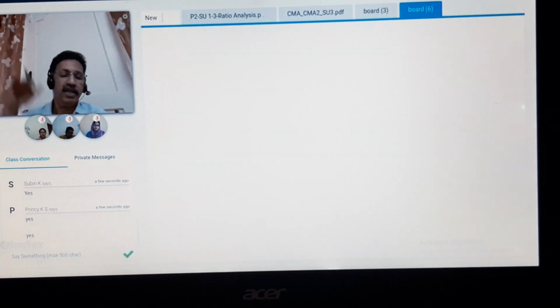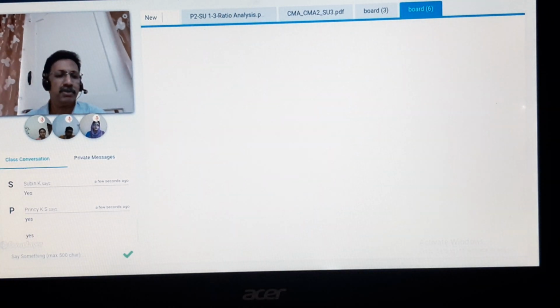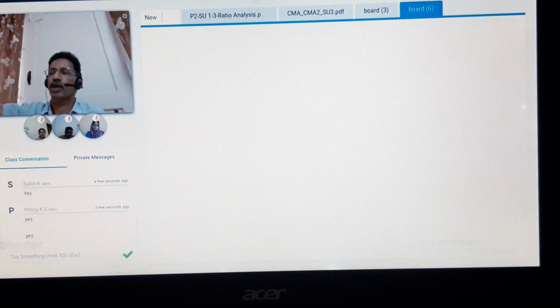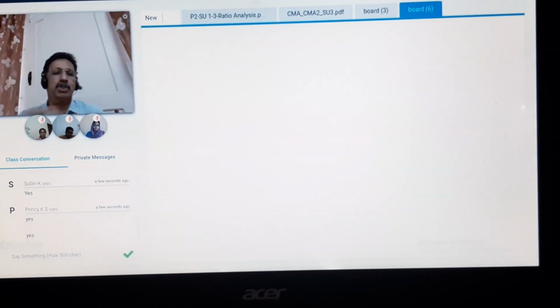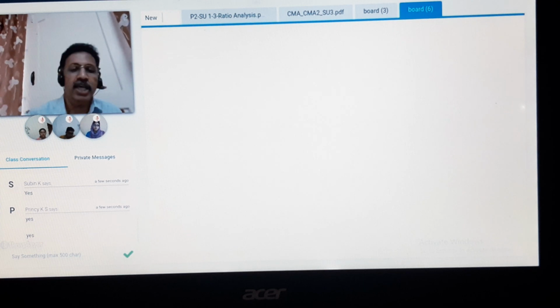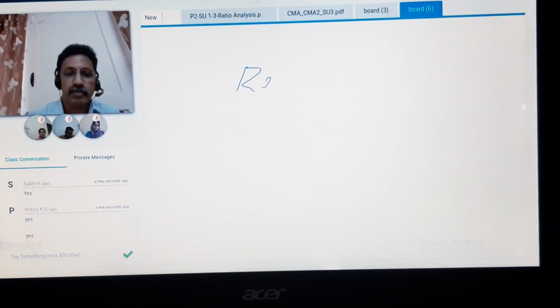So if you give a cash discount, your receivable turnover will definitely increase because the sale is not going to get affected, right? But your receivable value will come down. So when the numerator is not affected and the denominator comes down, the ratio will increase, right? Definitely.